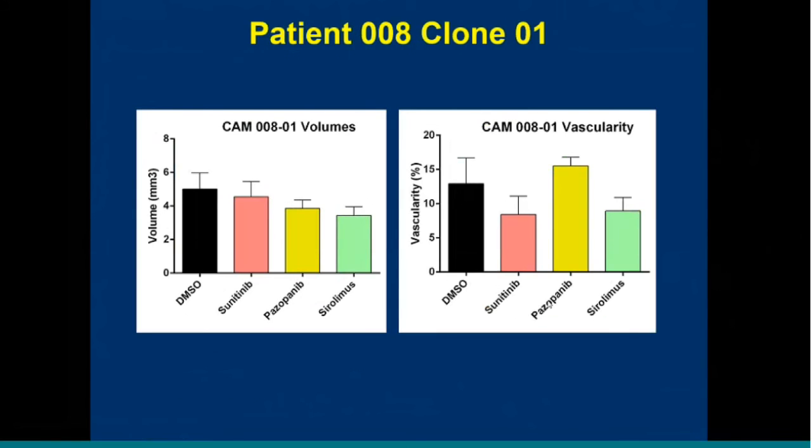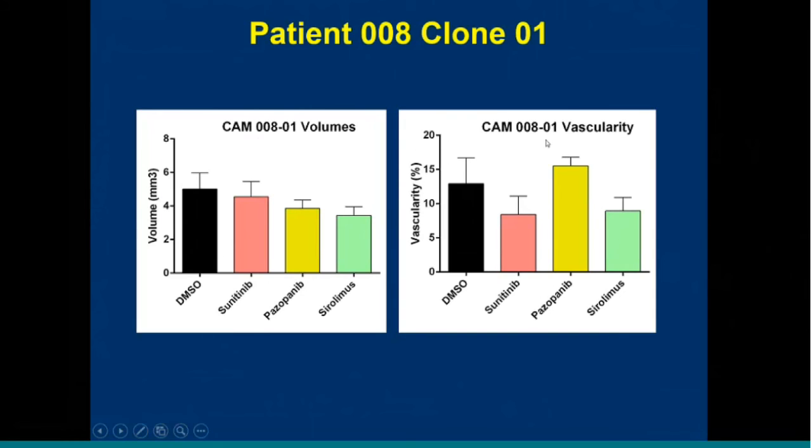We also looked at a separate patient, and we have a very limited number of clones for this patient. So this is patient 008. Clone 1 didn't really grow very well on culture, so it's very difficult to get enough cells for each one of these tests. So we've only been able to test three drugs on this patient. For tumor volume, there's not much going on here. There might be an effect of the sirolimus.